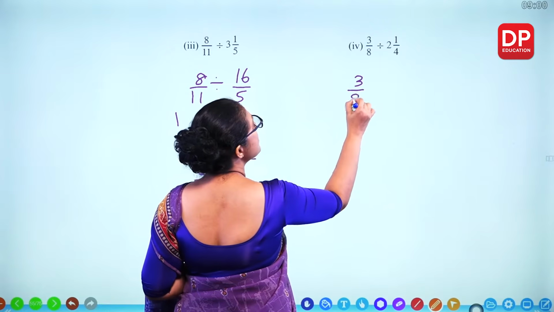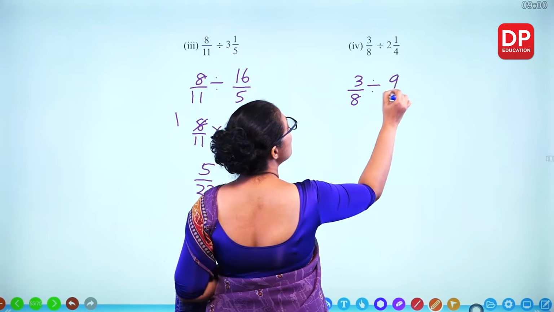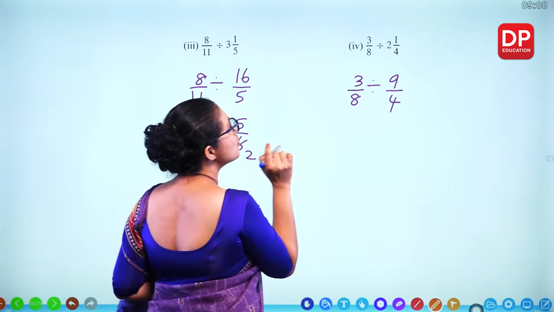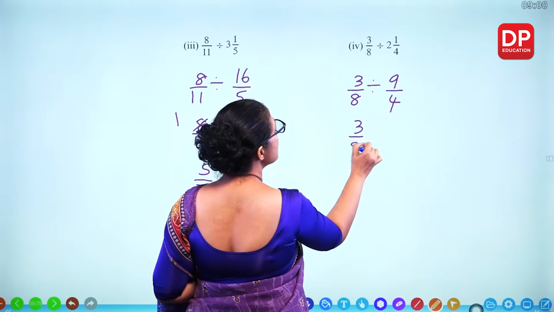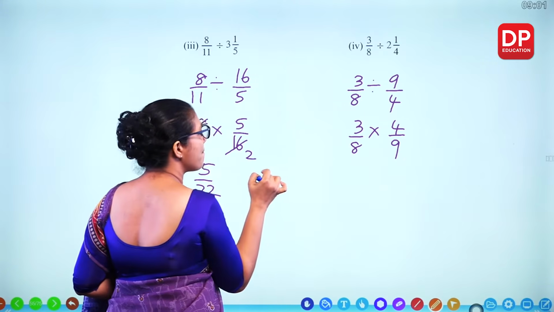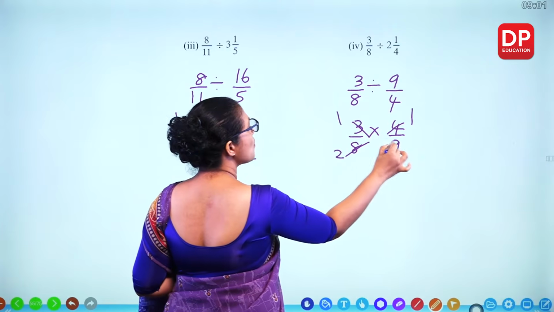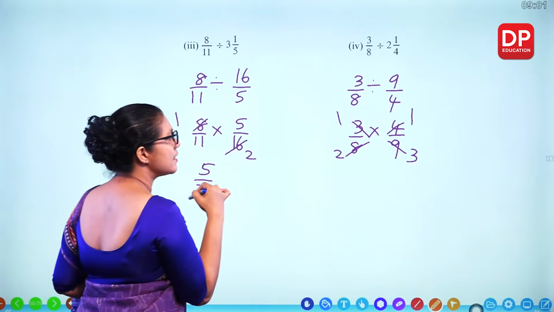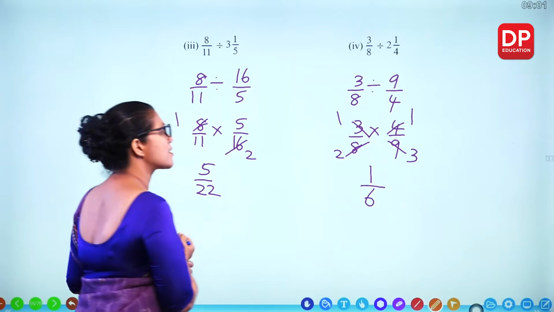3 over 8, divide by 2 times 4, 8 plus 1, 9 over 4. So convert to multiplication. So you get 3 eighths multiplied by the reciprocal, 4 over 9. So 4 times 1 and 4 times 2, 3 times 1 and 3 times 3. 1 times 1, 1, 3 times 2, 6.